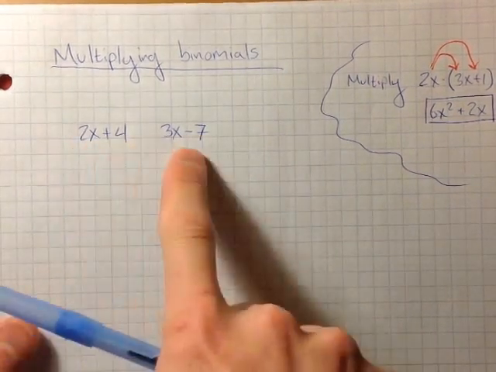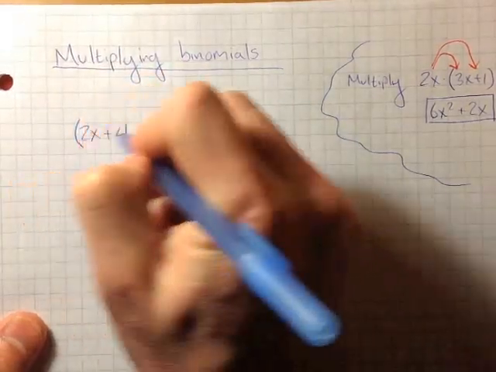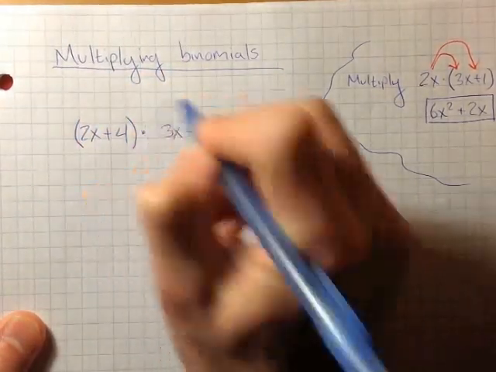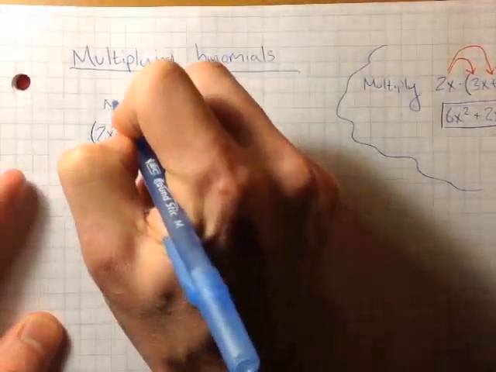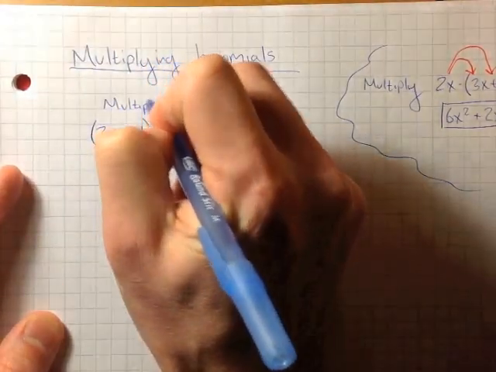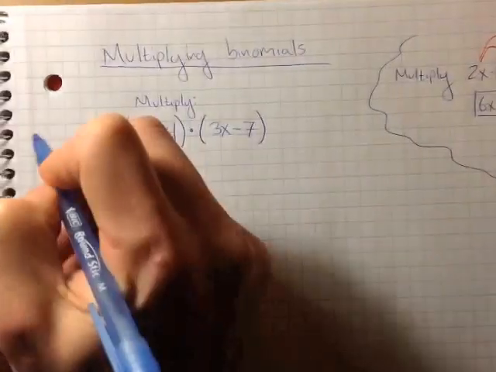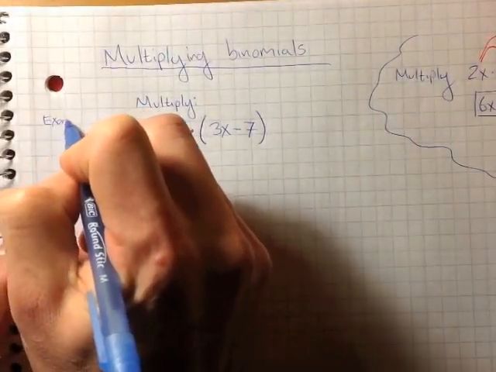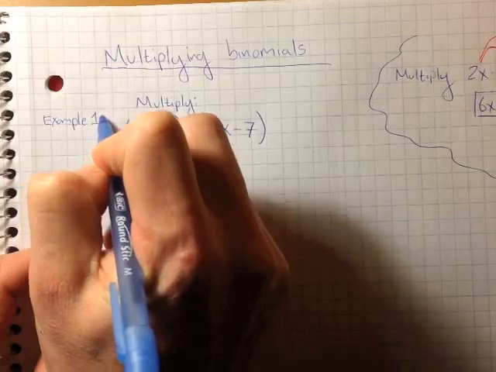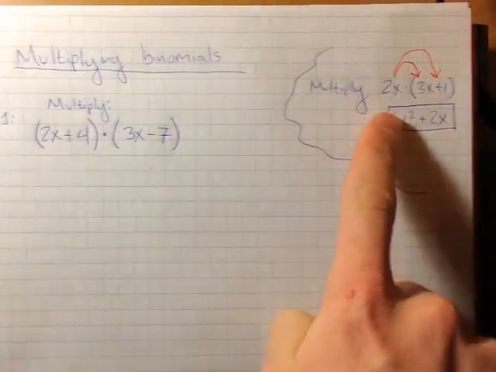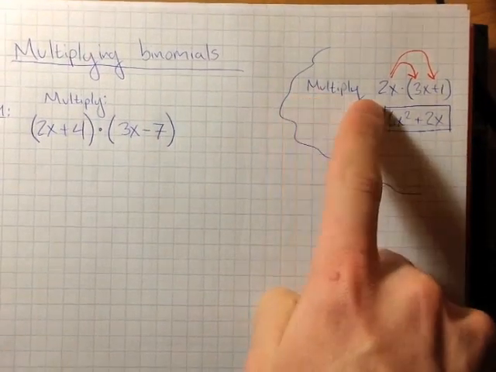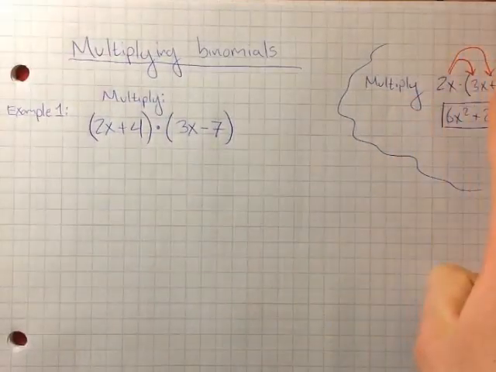So in order to indicate that we're multiplying them, first of all, we need to wrap both of them inside of parentheses, multiplication sign in the middle, and then we need to have the directions. Multiply. Okay? So this is going to be our example 1. And I shouldn't need to tell you, but you're taking down notes with me. Now, just like over here, when the directions say multiply, we distribute.